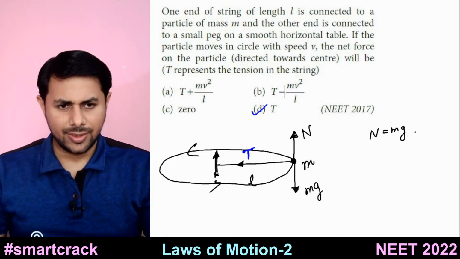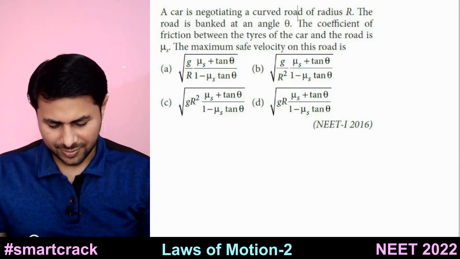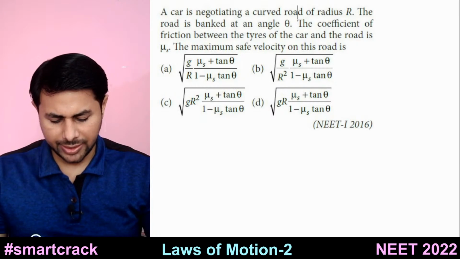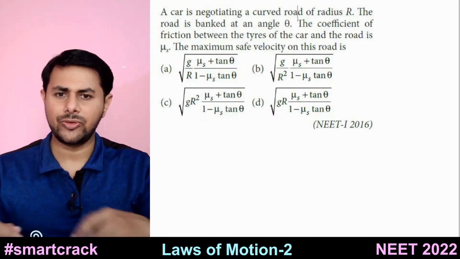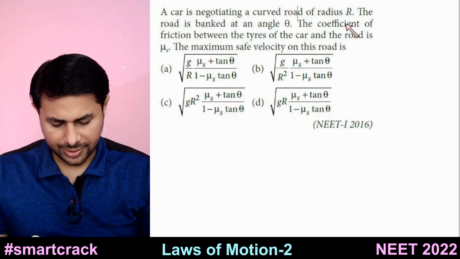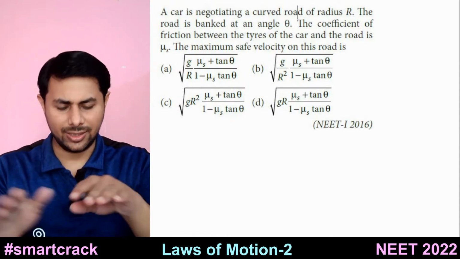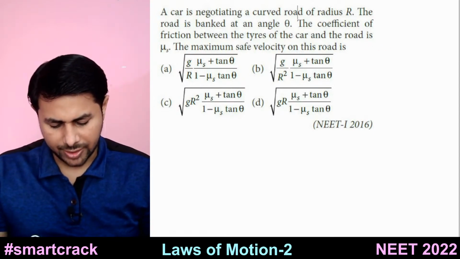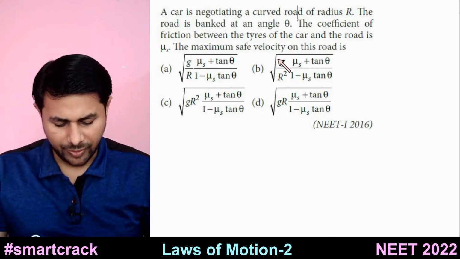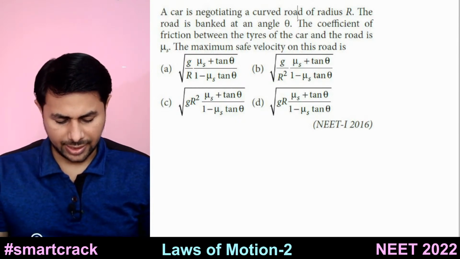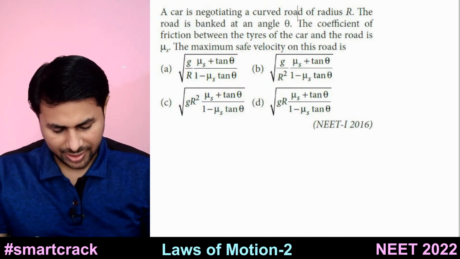All right. Let's move on to the next problem. The next problem is: a car is negotiating a curved road of radius r. There is a car moving on a curved road of radius r. The road is banked at an angle theta. The coefficient of friction between the tires of the car and the road is mu s. The maximum safe velocity on the road is, and I guess this is the direct formula. So check which of these is the answer.